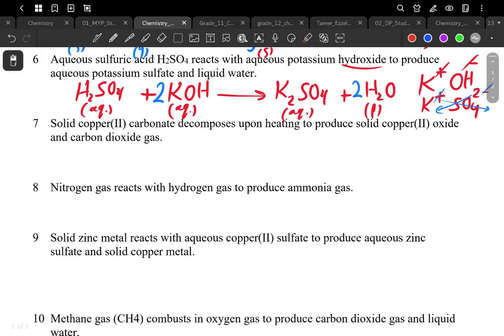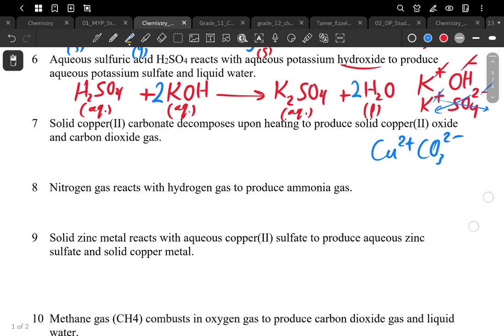Solid copper(II) carbonate. Again, copper is one of the transition metals, so the charge is written here, so we will be able to write down the chemical formula. So copper 2 positive and carbonate CO3 2 negative, since they have the same number of charges, they cancel each other. So copper carbonate, CuCO3.